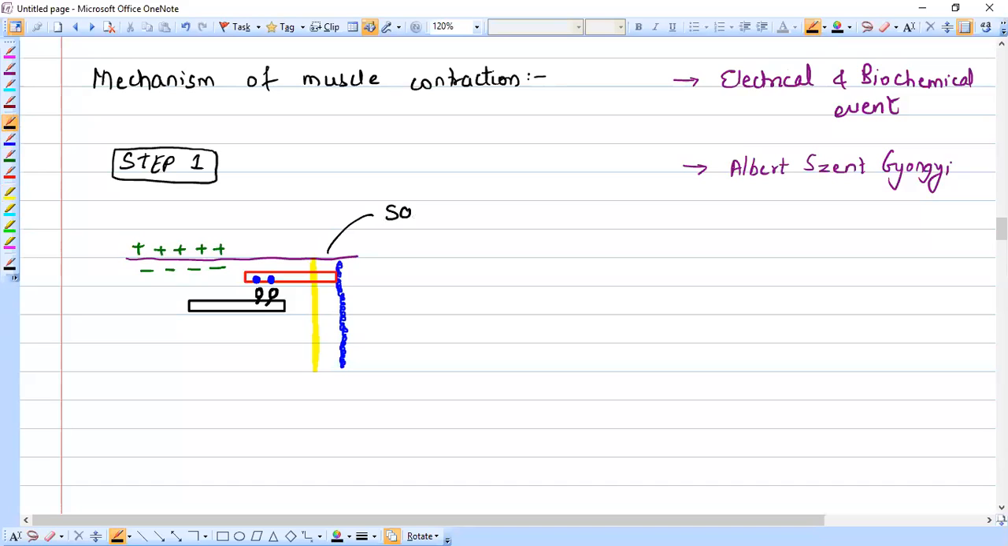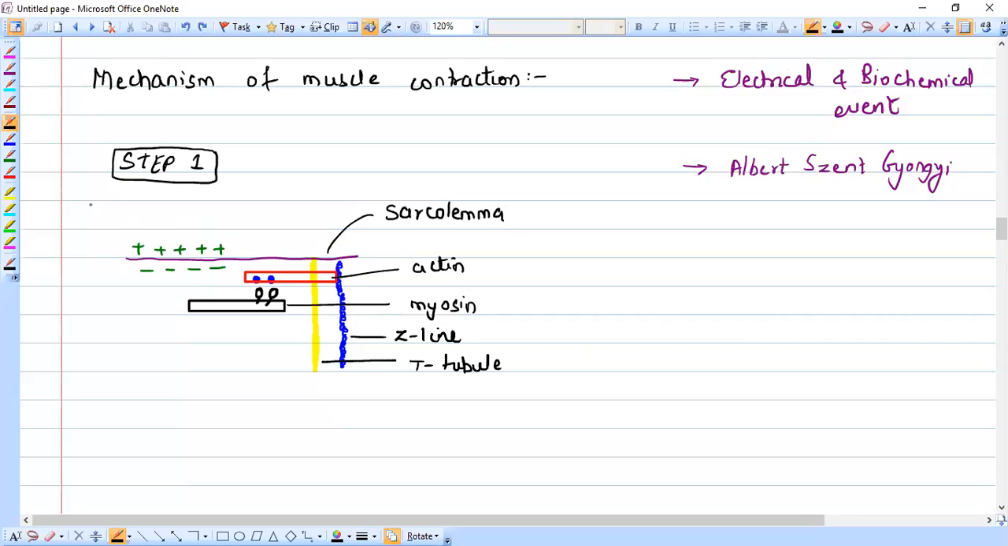Let's do the labeling first and then we will understand. This is the sarcolemma, the outermost covering. The red one is the actin filament. This is the myosin filament. This blue one is the Z line. The unit of contraction is the distance between two Z lines. This yellow one is the T tubule, which is responsible for conduction of impulse, and the myosin filament.